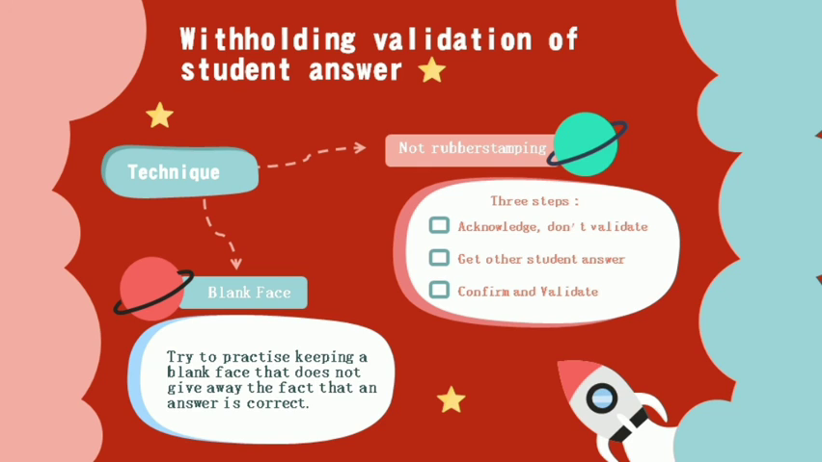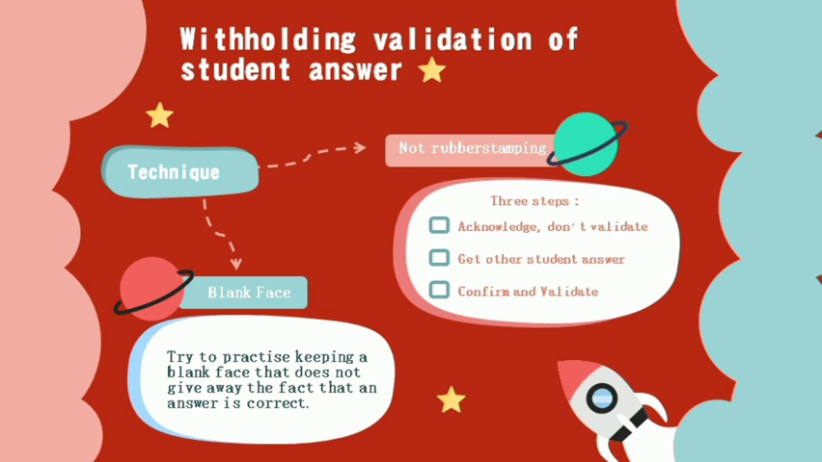The third is confirm and validate. At the appropriate point, after a number of answers, you need to confirm which are correct. Give credit to those who said the right answer, but avoid pointing out those who didn't.